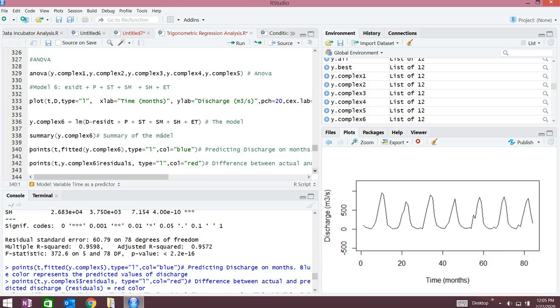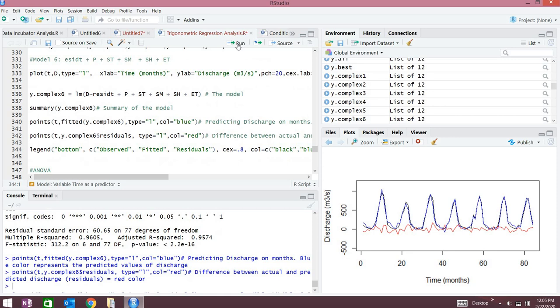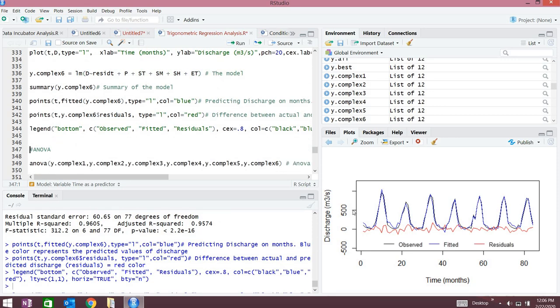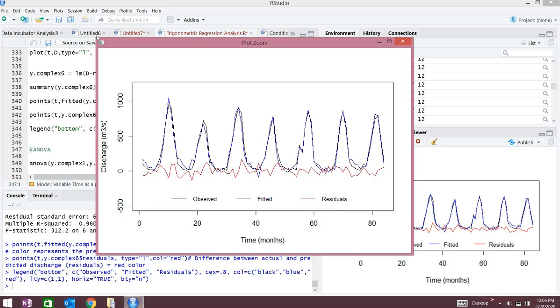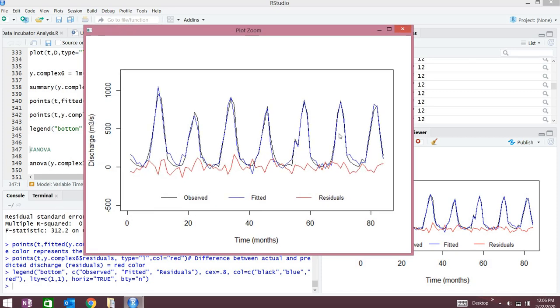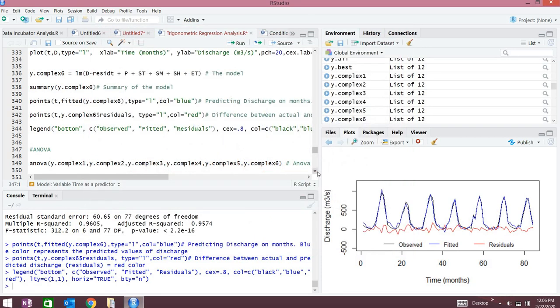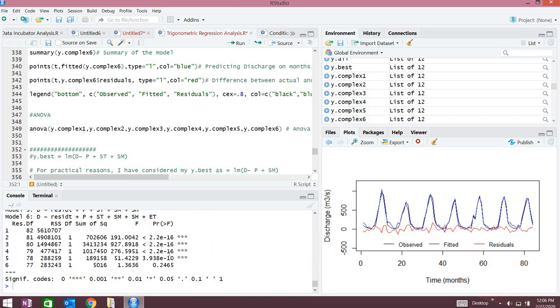So we plot the fitted for model 6 and the residual for model 6. Put the legend. Pretty good. Okay. And the ANOVA: model 6 is not good.